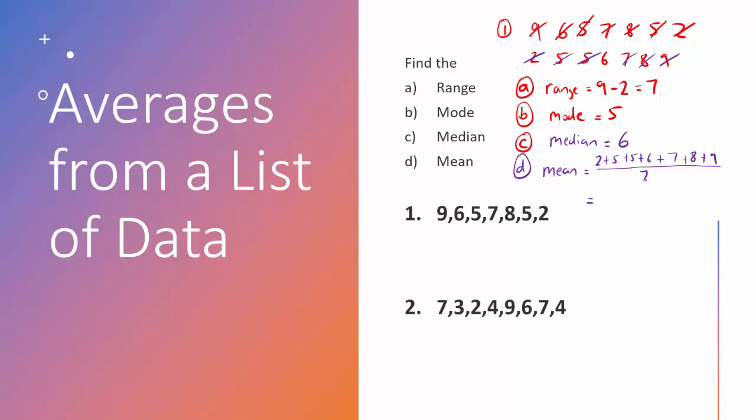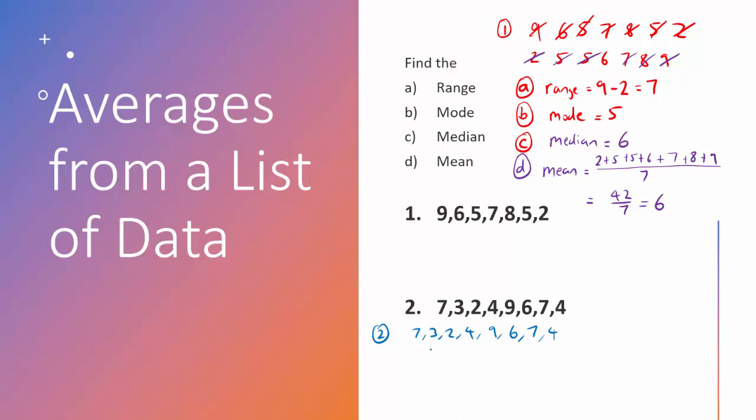And this will give you 42 divided by 7, so the answer you get is. So now that we've done the first question, let's have a look at question number 2. So the first thing I'm going to do is write down the numbers in order as they are. So 7, 3, 2, 4, 9, 6, 7 and 4.